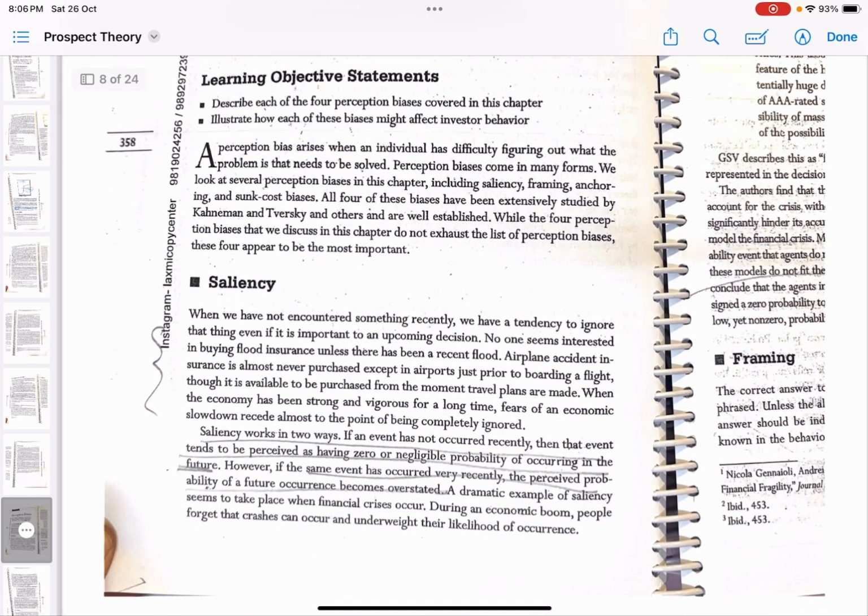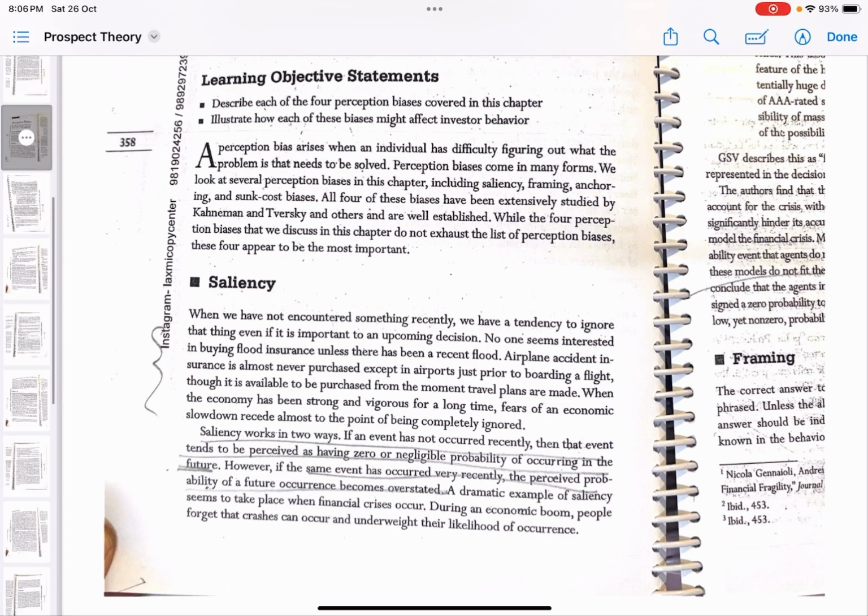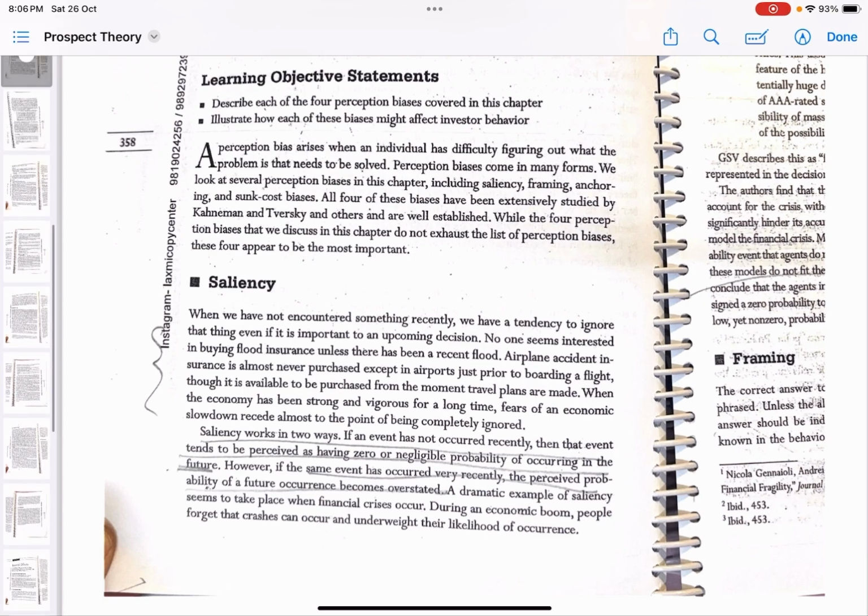Now, what is the word perception? Perception is the way you look at a situation. So my perception is going to be different from yours. The way I perceive the situation might differ from the way you perceive it. That is what is known as perception to begin with. A perception bias arises when an individual has difficulty figuring out what the problem is that needs to be solved. If a person is finding it very difficult to figure out what the problem is and what needs to be solved, perception biases come in many forms.